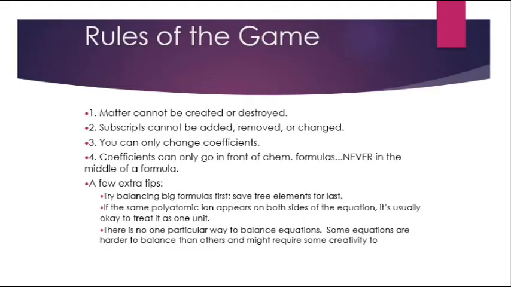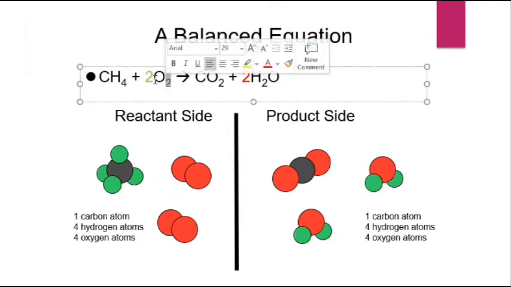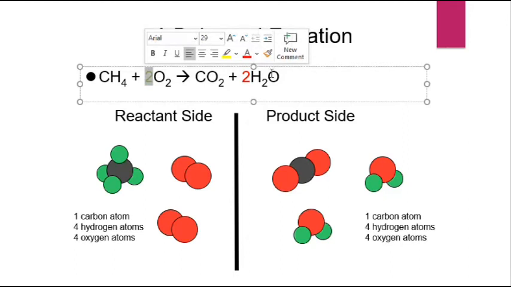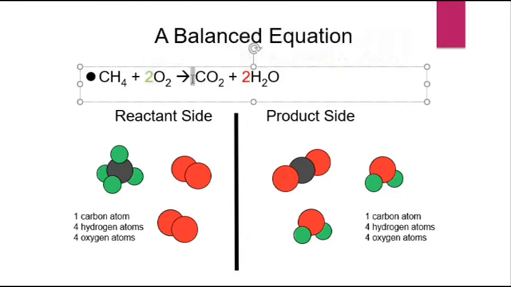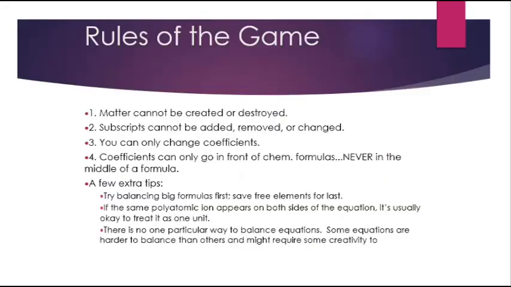So here are the rules of the game. In order to balance, matter cannot be created or destroyed. Subscripts cannot be added, removed, or changed. So again, what is a subscript? This is a subscript, and you can only change the coefficient here, and here, and here. But this is a subscript. You cannot change that. The coefficient can only go in front of the chemical formulas, never in the middle of the formula.